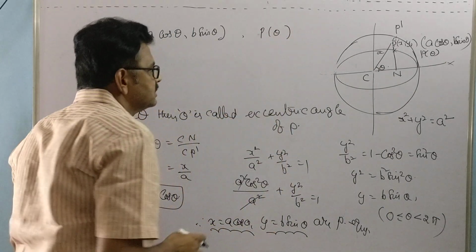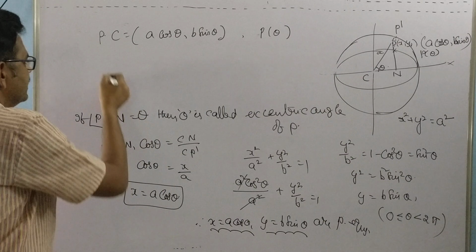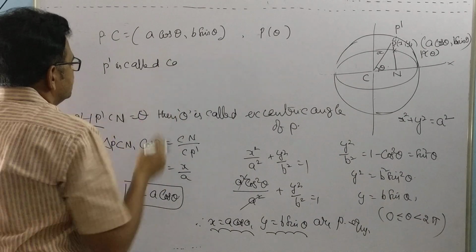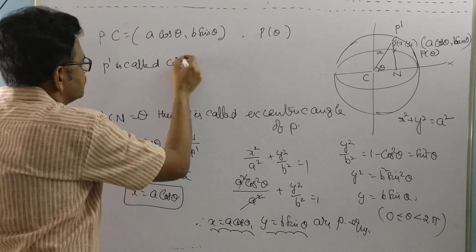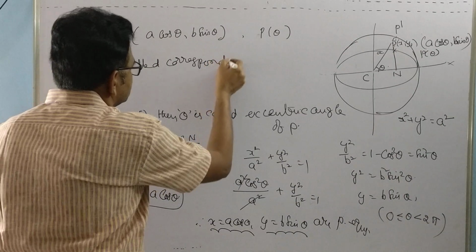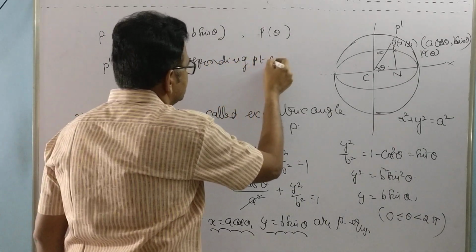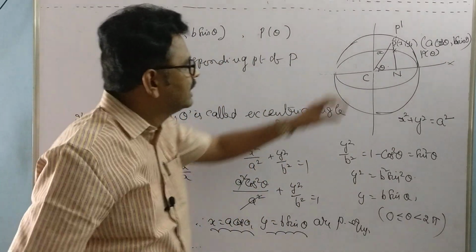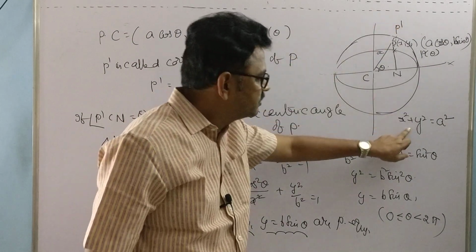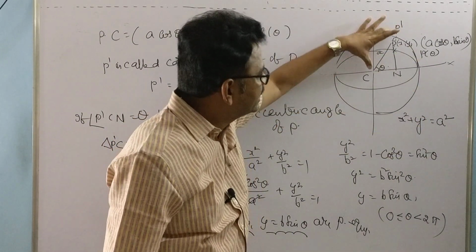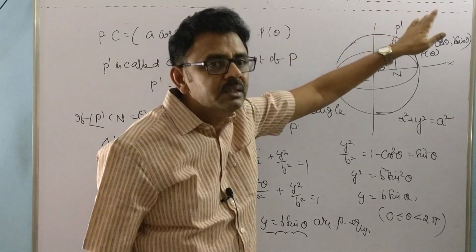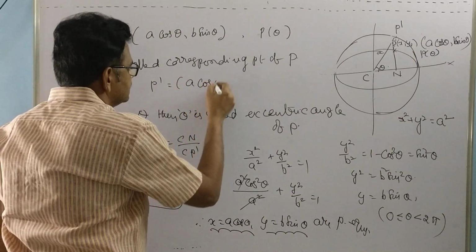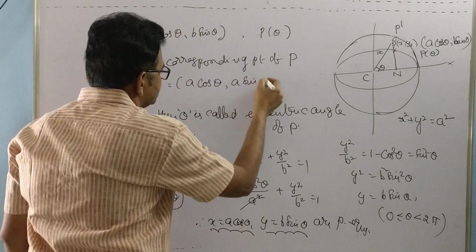P theta means a cos theta, b sin theta, and here P dash is called the corresponding point of P. And the P dash coordinates are, P dash means what? It lies on the circle x square plus y square equal to a square. So its coordinates are a cos theta comma a sin theta, parametric coordinates.